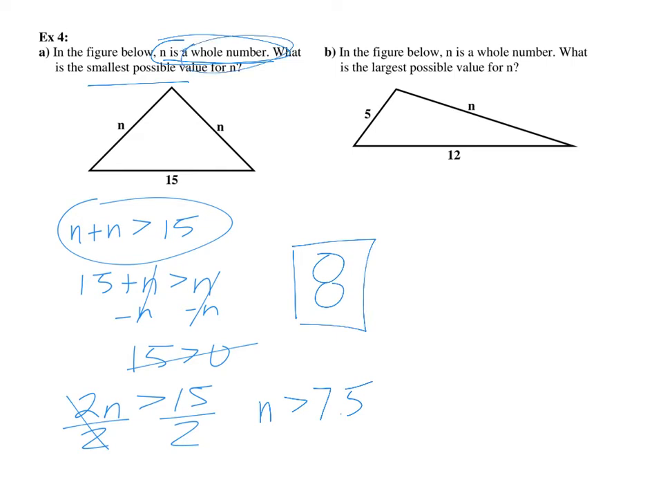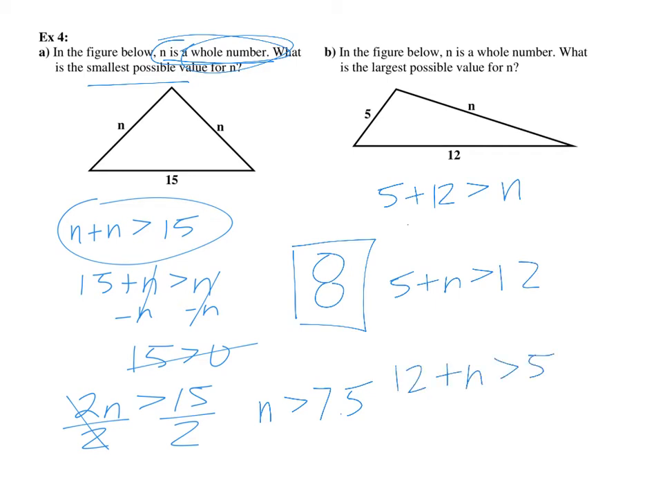All right, let's do another example like this. Part B, in the figure below, n is a whole number. What is the largest possible value for n? All right, same deal as before. I'm going to do 5 plus 12 is greater than n. I'm going to do 5 plus n is greater than 12. 12 plus n is greater than 5.